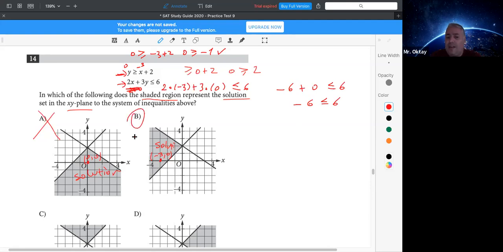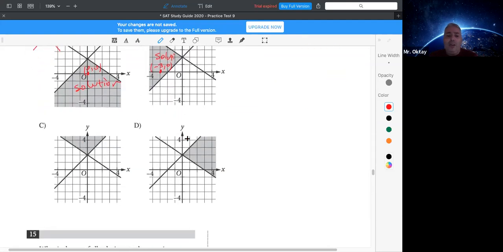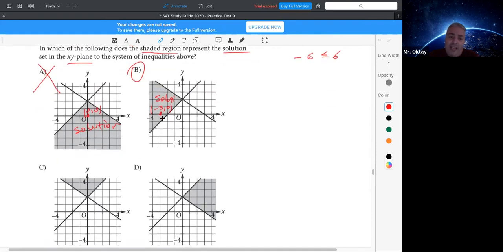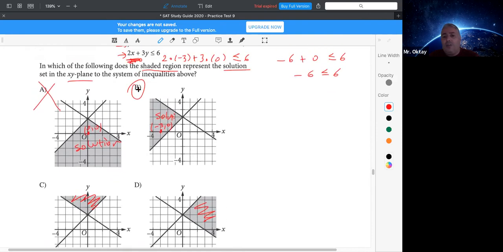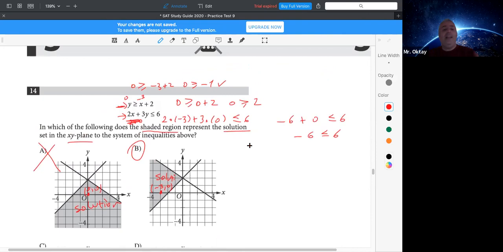It's satisfied. Okay? But let me see if there is a common region. I mean, whether negative 3, 0 is also here. But no, negative 3, 0 is not here. So the answer to the question is B. I haven't done anything else. I just chose one test point and solved the question.